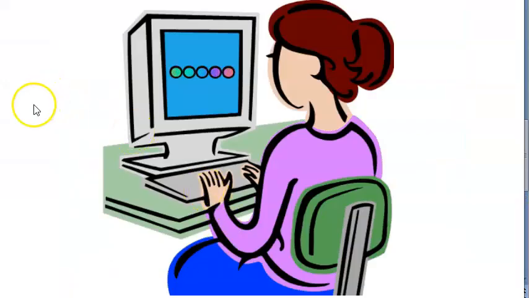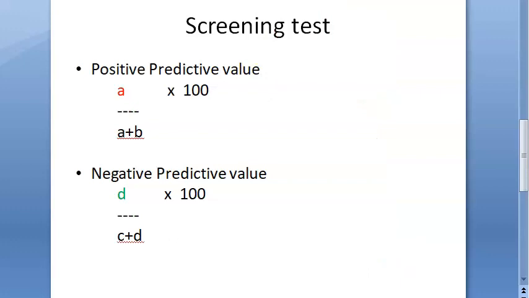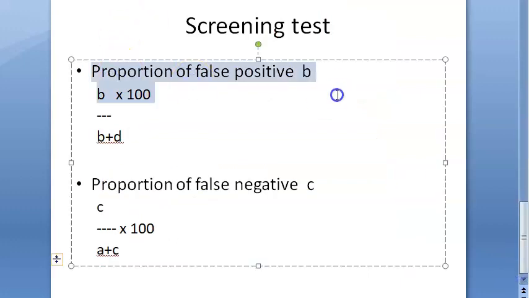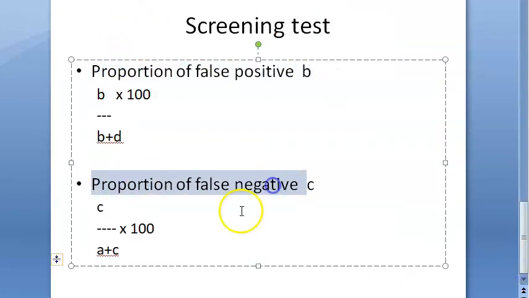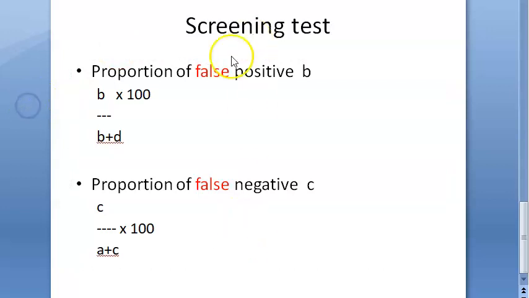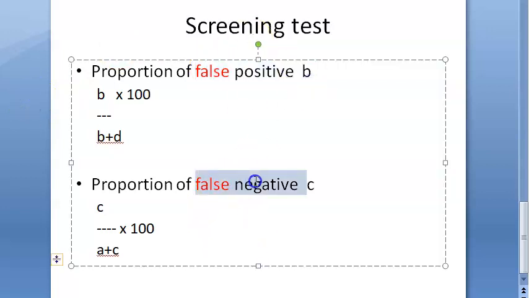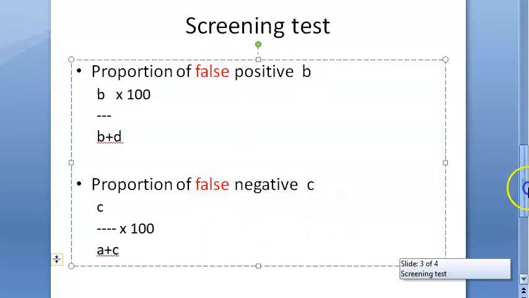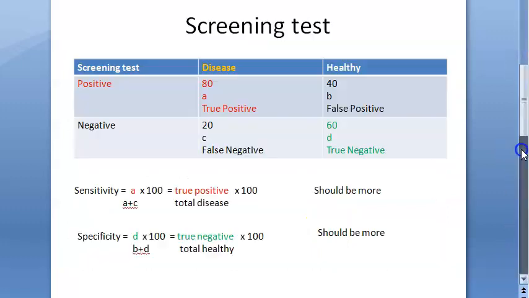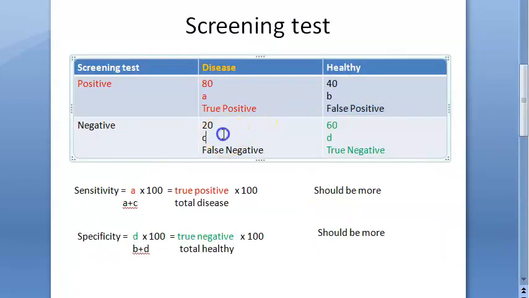Now don't break your heads, just the last one slide I will show you. Look at this. Proportion of false positive and proportion of false negative. Only here you have false, and it is very clear. We want the proportion of false positive and false negative. Which is false positive? B. Which is false negative? C. You're not sure? Go back to the table. Let's check. False positive is B, false negative is C.